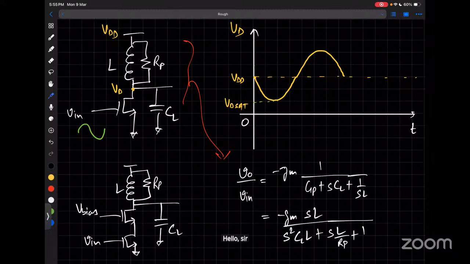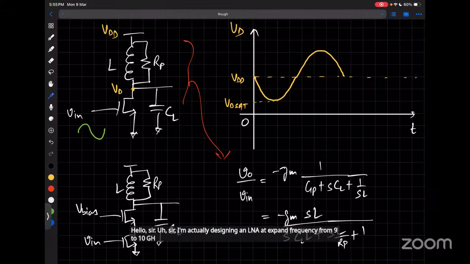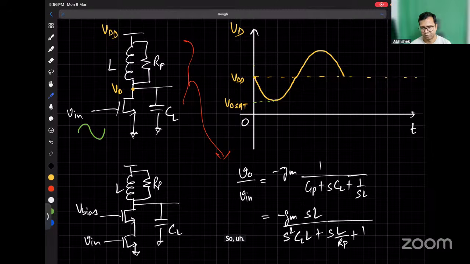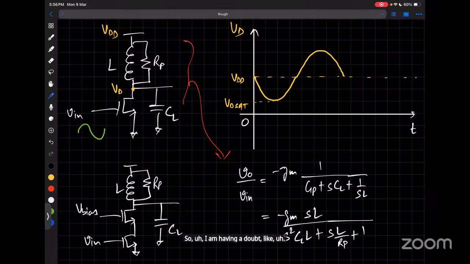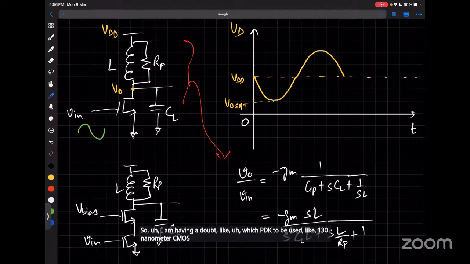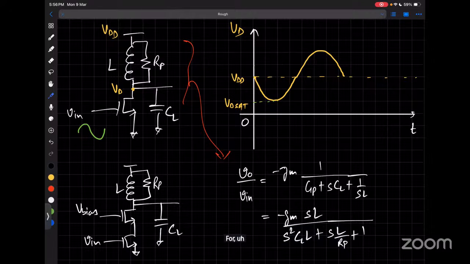Hello, sir. Yes. Sir, I am actually designing one LNA at X-band frequency, from 9 to 10 gigahertz bandwidth. I have a doubt about which PDK to be used, like 130 nanometer CMOS or 65, whether it is realizable, suppose we want a 2 dB noise figure. So how do we get to know which PDK is better for the design?